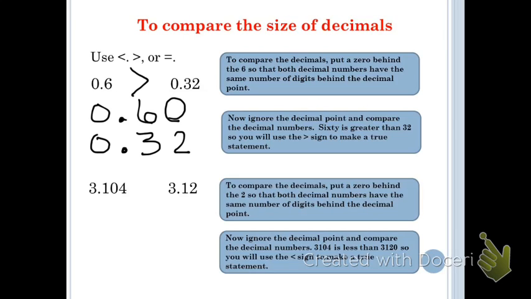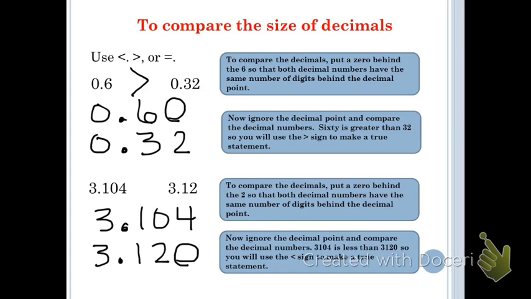In the second example, 3 and 104 thousandths, we're comparing it to 3 and 12 hundredths. We'll place a 0 behind the 2. Now, ignoring the decimal point, notice the number 3,104 is less than 3,120. So we know that 3 and 104 thousandths is less than 3 and 12 hundredths.